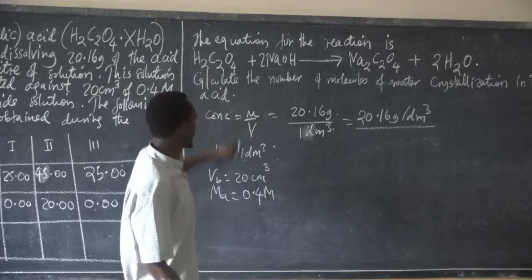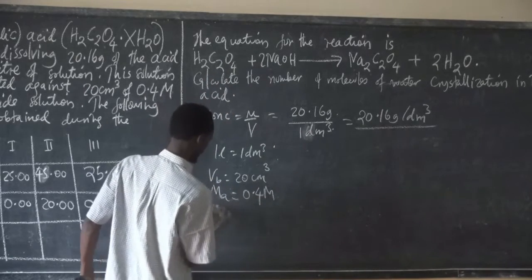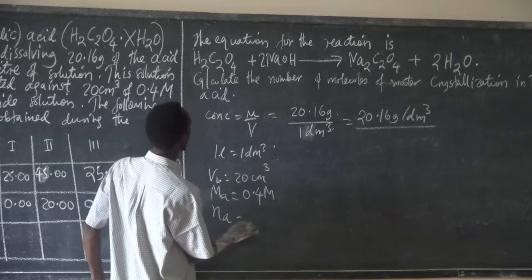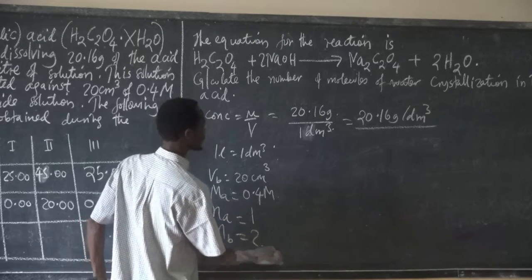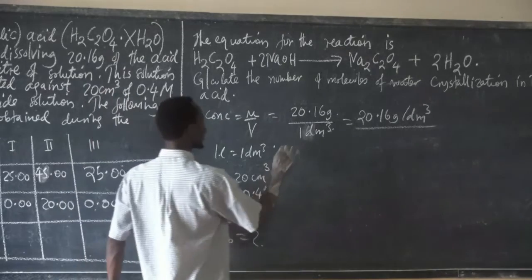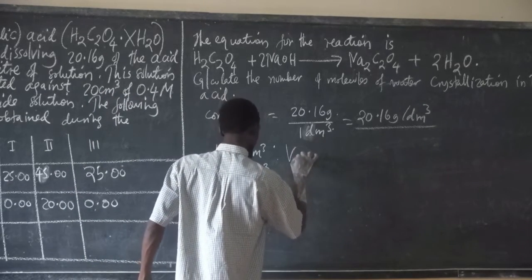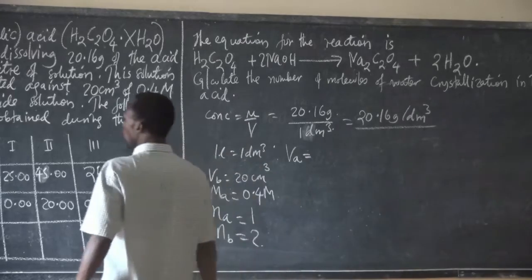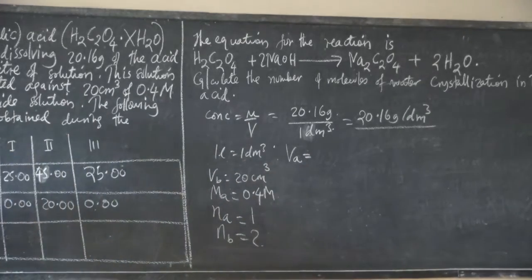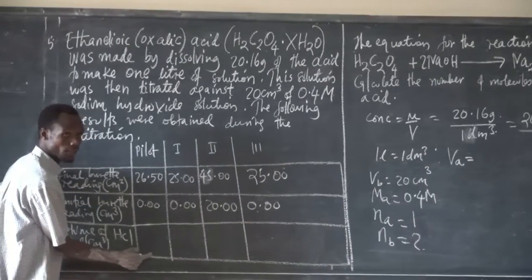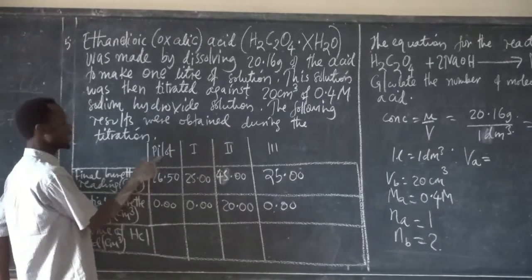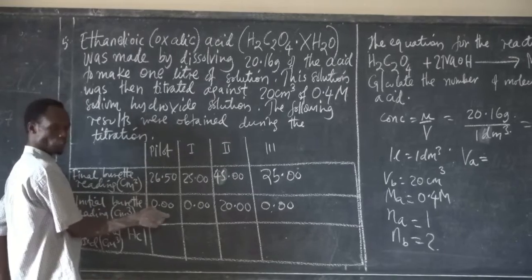We can determine the number of moles of acid, which is equal to 1, and the number of moles of base is equal to 2. Now let us determine the volume of acid used. We cannot determine the volume of acid used without filling the table. Now filling the table, final minus initial.